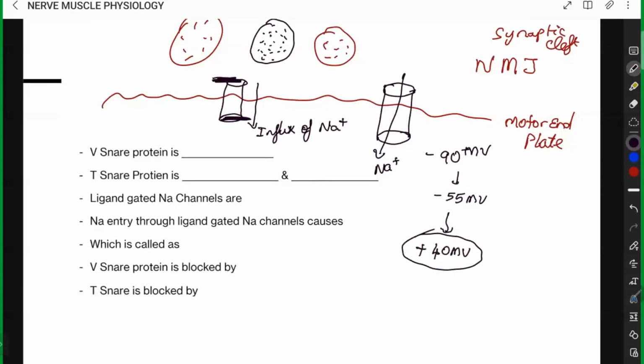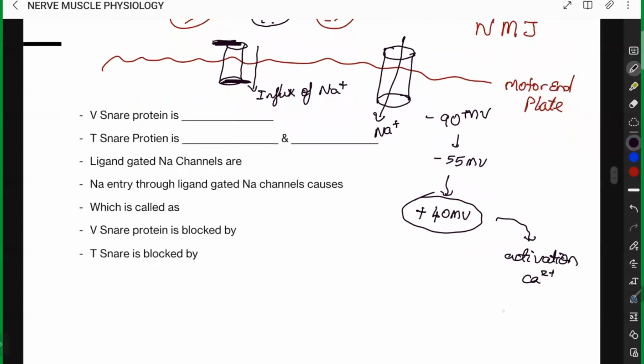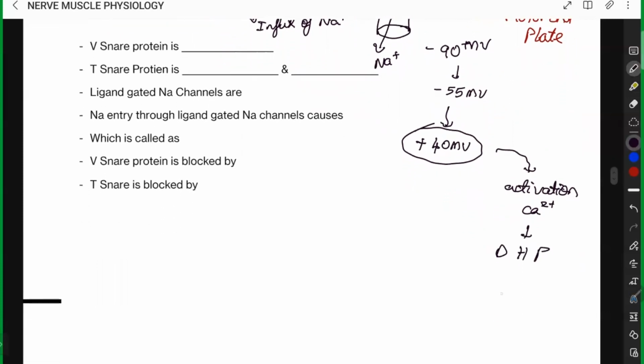When there is a plus 40 millivolt, what happens? There is going to be the activation of your calcium channel. What calcium channel gets activated? What is the calcium channel called? I told you already. You're going to call it the dihydropyridine receptor, which is present inside your tubule. This dihydropyridine receptor is going to activate your ryanodine receptor. This is going to cause skeletal muscle contraction.